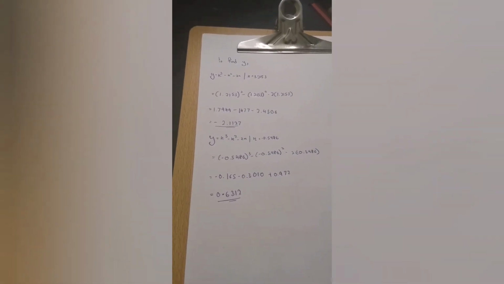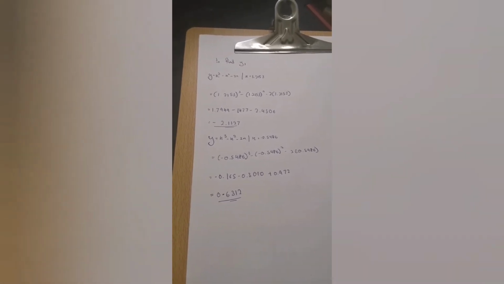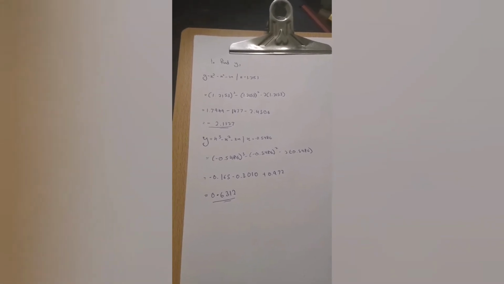For the second one I am using x2's answer. When we solve here, we will get negative 0.165 minus 0.3010 plus 0.972. Hence we will get the answer for y2, 0.6313. I hope you understand my explanation for the first part. For the second part, relating the graph, I would like to pass it on to my partner, Mr. Andy, to explain.